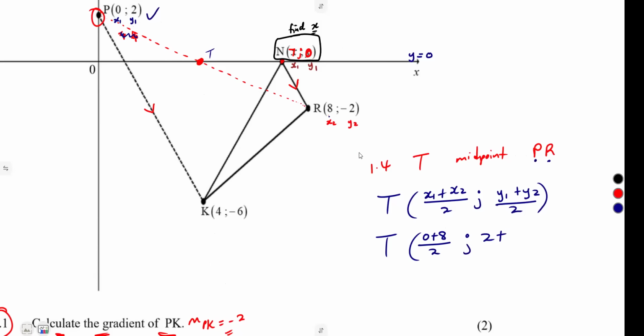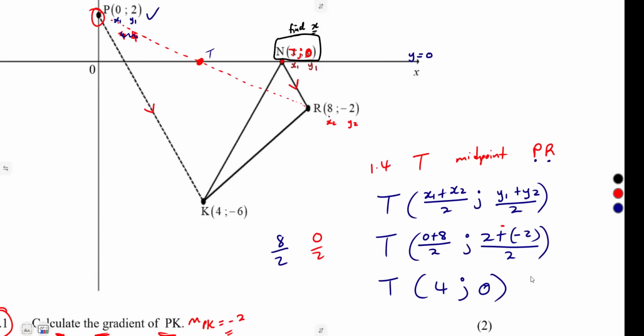Is 2 plus the y value at R there is what? Negative 2. So that's negative 2 over 2, which gives us the point T. 0 plus 8, that's 8 over 2, which is going to give us a 4. Or you can just use a calculator. 2 plus minus 2, that's 2 minus 2, which is 0 over 2. And 0 over 2 is 0, all right? So that's our point T.